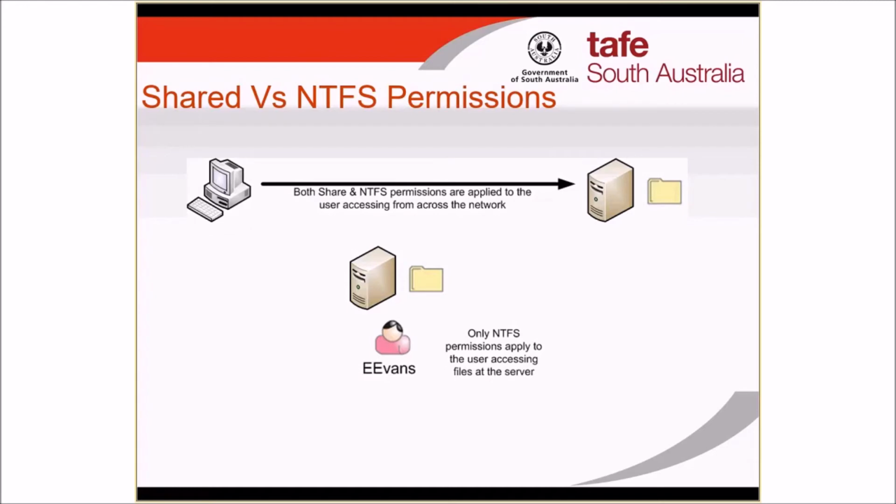So what about when we have shared permissions and NTFS permissions? Like I mentioned just before in the demonstration, when you combine shared permissions and NTFS permissions, it's the most restrictive one that wins. So if you have read permissions for the share and full control for NTFS, and you're coming from a network, then you only get read permissions because that's the most restrictive one. Okay.